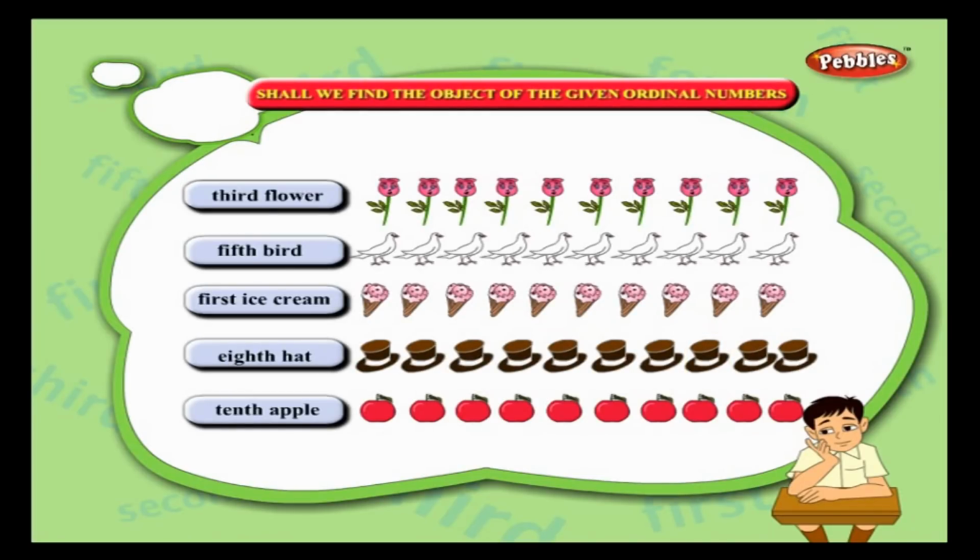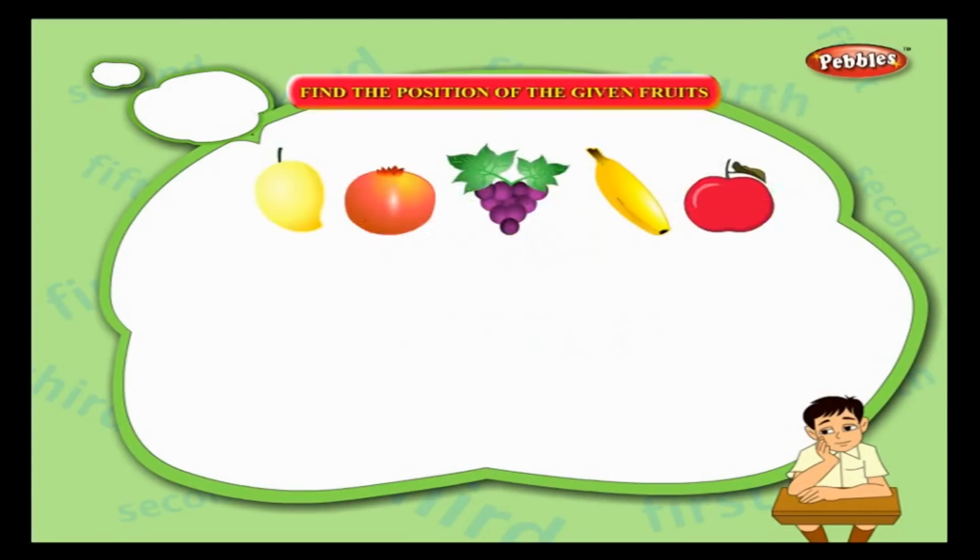10th apple. Find out the 10th apple. First, second, third, fourth, fifth, sixth, seventh, eighth, ninth, 10th. This is the 10th apple. Let us now find out the position of the given fruits.